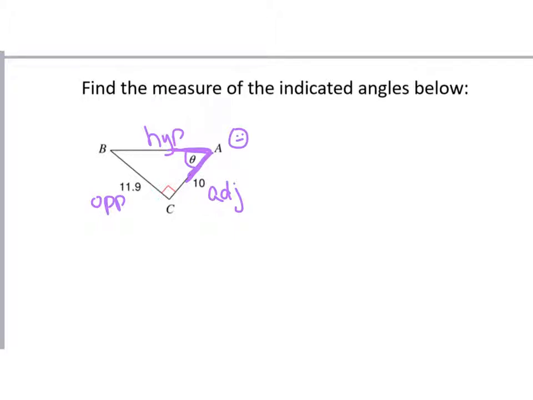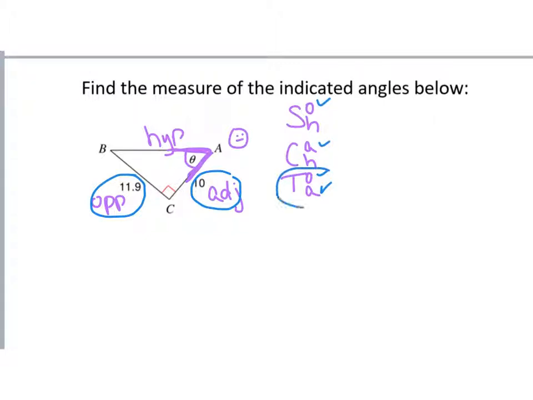Then I look and I say, okay, I know the adjacent is 10. I know the opposite is 11.9. And I'm not trying to find another side. I don't have an X. So I just have to look at those two. When I look at SOHCAHTOA, I've circled opposite and I've circled adjacent.